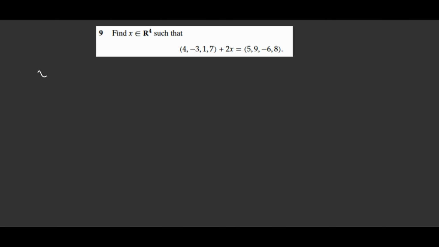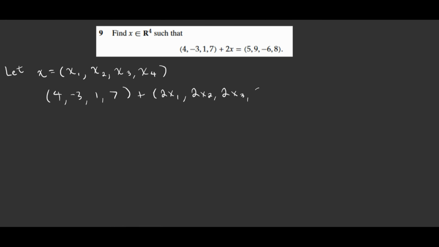All right, so the first thing to do is we're just going to let x equal some vector in R^4. So I'm going to write x equals x1, x2, x3, x4. Now we're just going to substitute what x equals into this equation: (4, -3, 1, 7) plus, I'm just going to distribute this 2 to each of these, plus (2x1, 2x2, 2x3, 2x4), and this equals (5, 9, -6, 8).